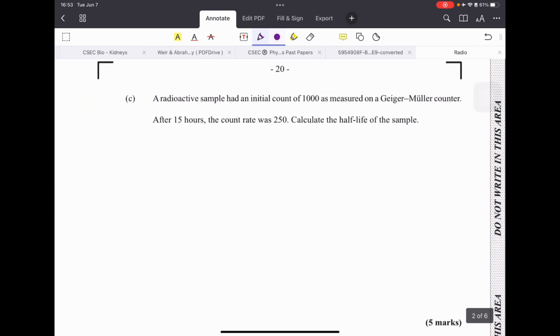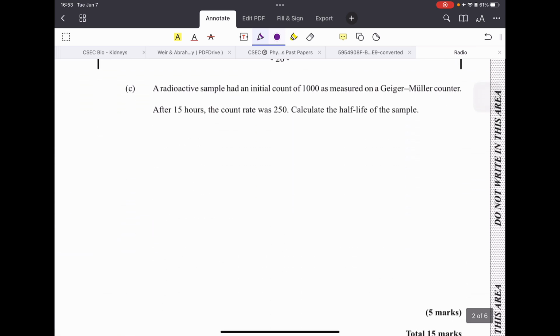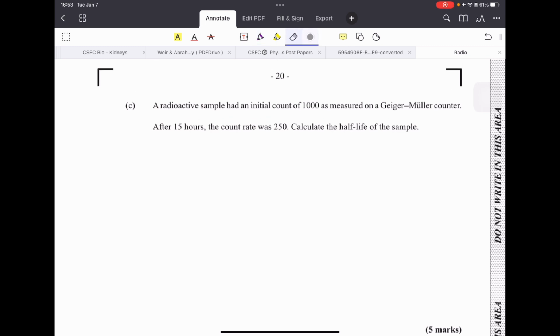Okay. The next question is about half-life. How half-life works with radioactive decay is that the isotopes would decay by half its amount in a certain amount of time. That's what we mean by half-life. So for example, this counter here, the Geiger-Müller counter, it actually counts the emissions from the isotope, right? So how many times it throws off the beta or the alpha, it will actually count, right? So our sample had an initial count of 1000, right?